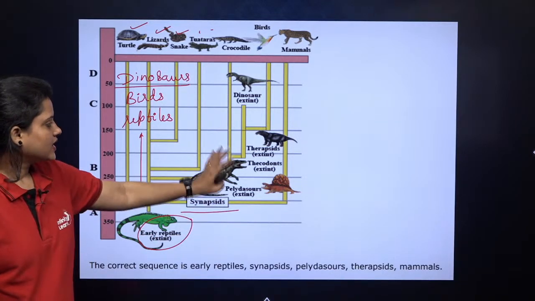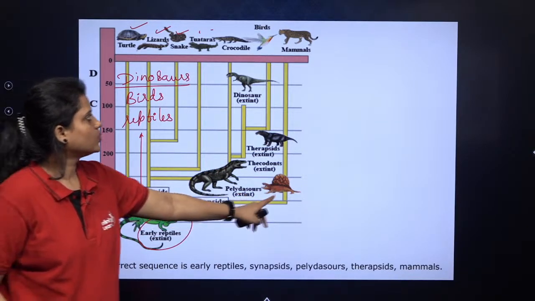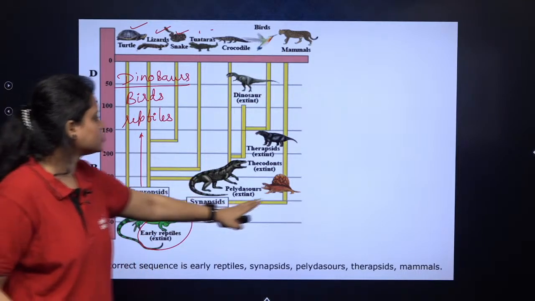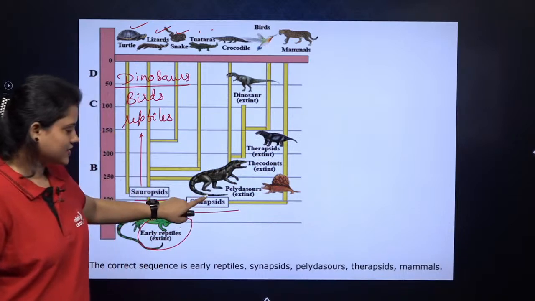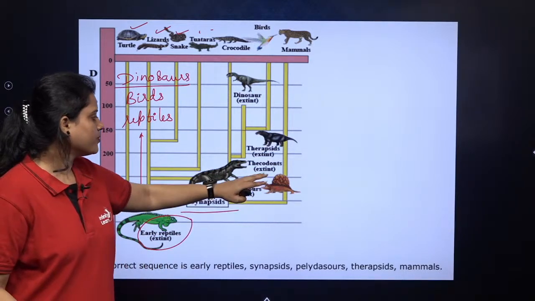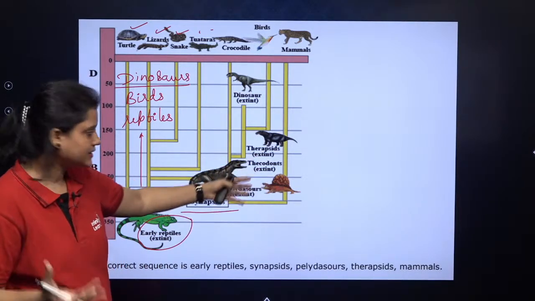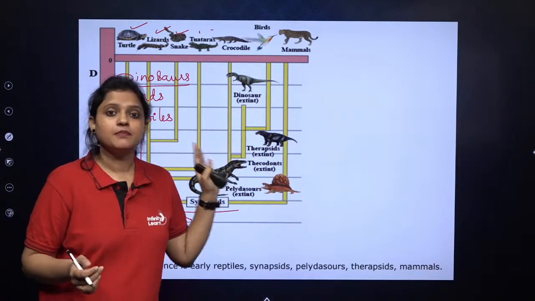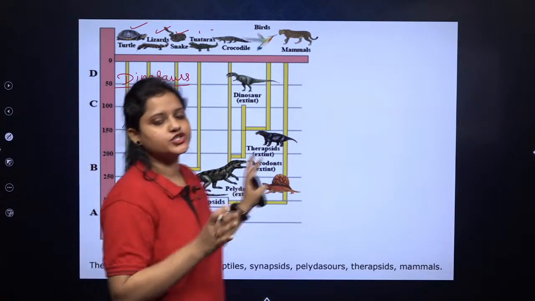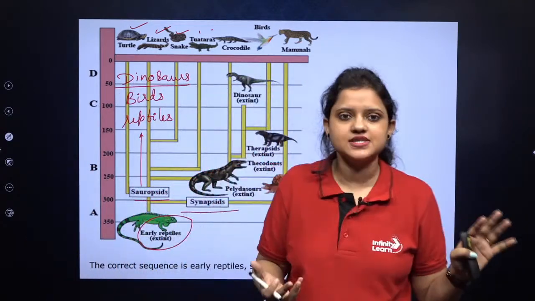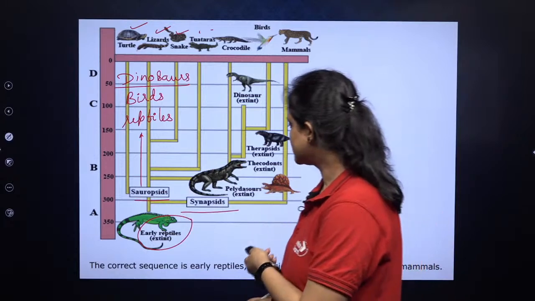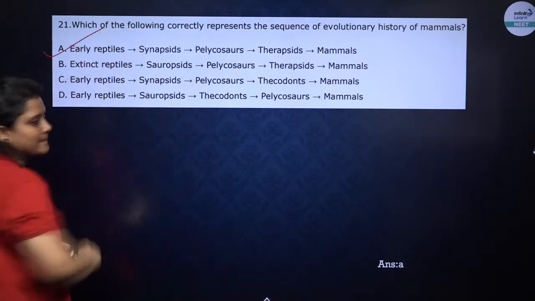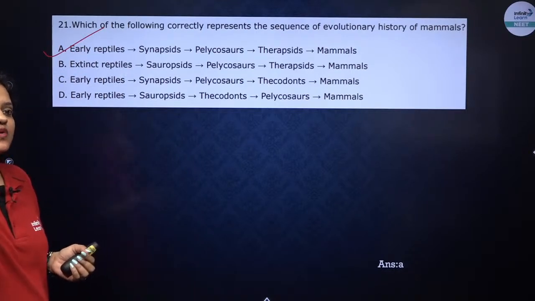Synapsids gave rise to mammals. Here you can see synapsids gave rise to mammals. On the way they gave rise to pelycosaurs which are extinct now, then thecodonts, therapsids and finally mammals. Very important question of NEET that we tend to miss from this diagram. So the correct option in this question will be A. Can you see the sequence?